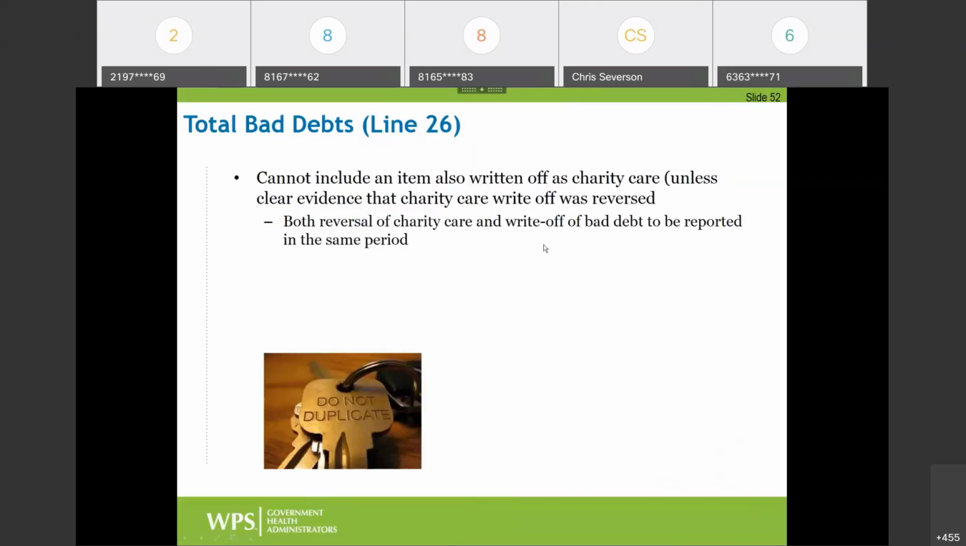Continuing on line 26, you certainly cannot include an item as both bad debt and charity care unless you have clear evidence that the charity care write-off was reversed. In that situation, we're going to need to reverse the charity care that period and include the bad debt that period, so the two will somewhat offset each other. But we'll need to see the reason for it and the actual journal entry or the documentation, basically.